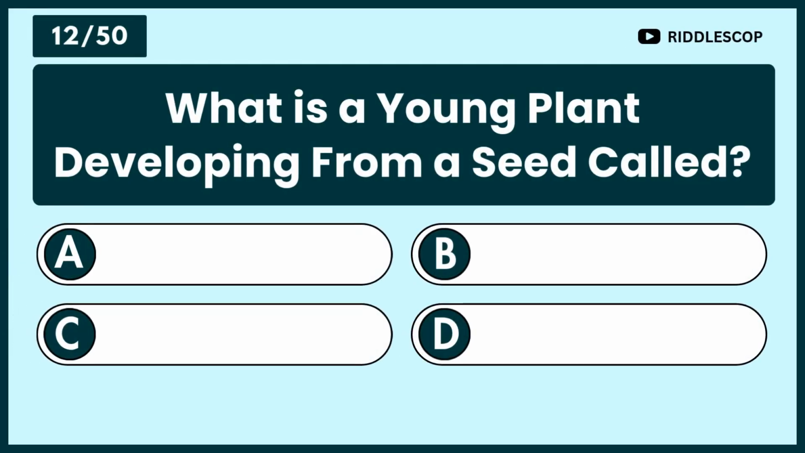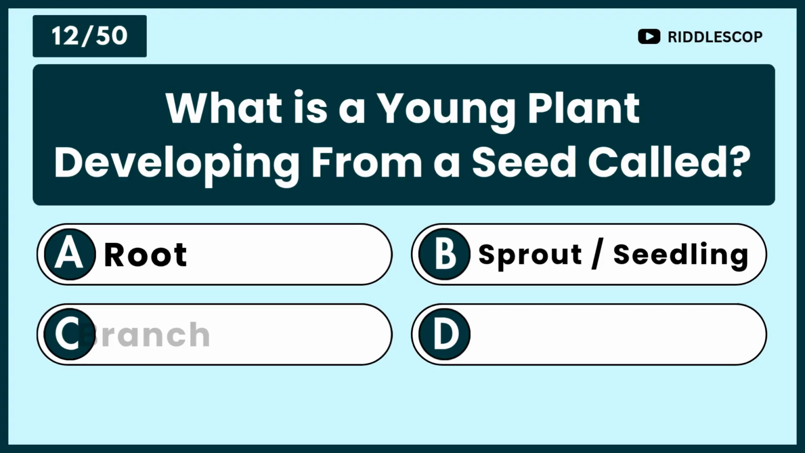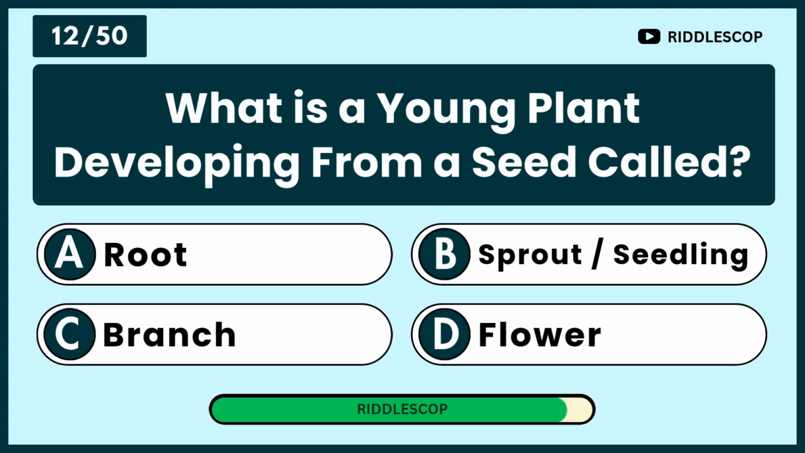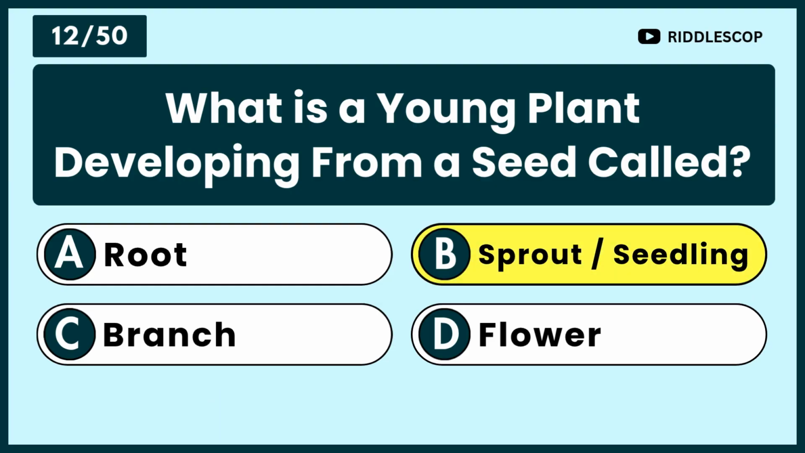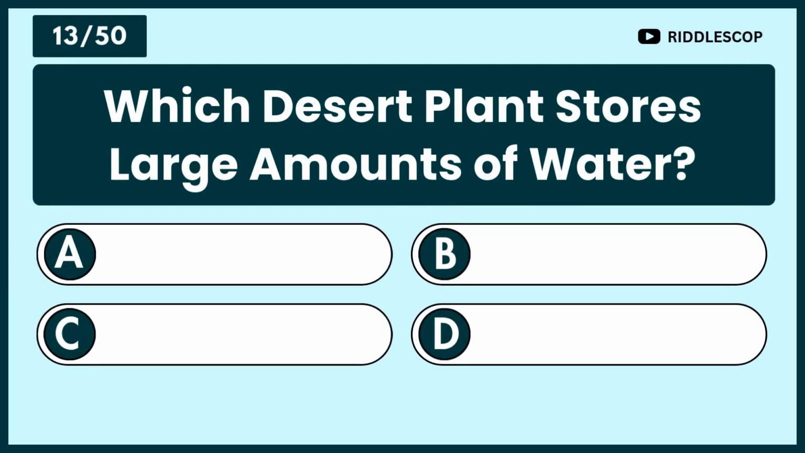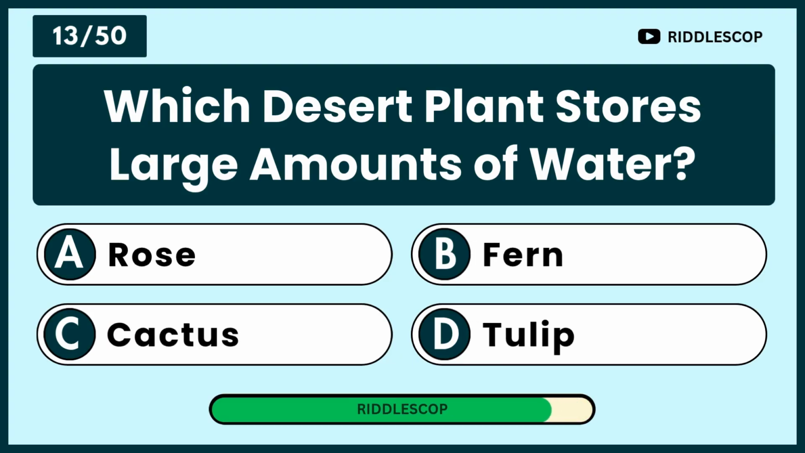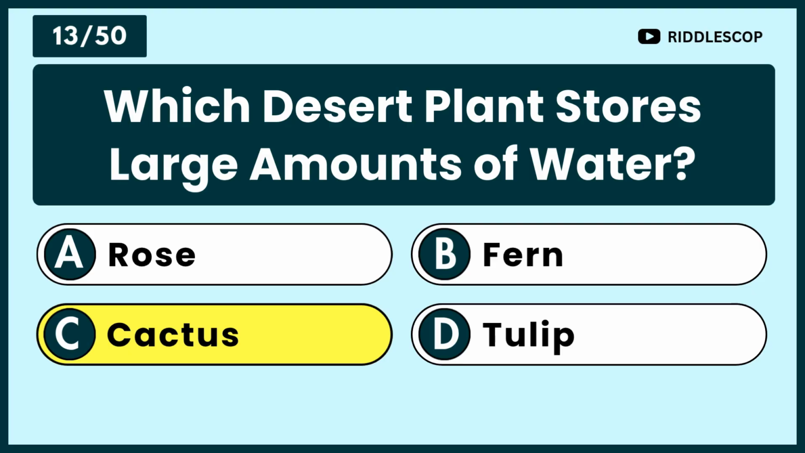What is a young plant developing from a seed called? Option B. Sprout or seedling. Which desert plant stores large amounts of water? Option C. Cactus.